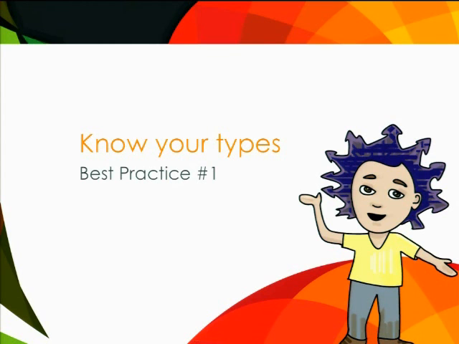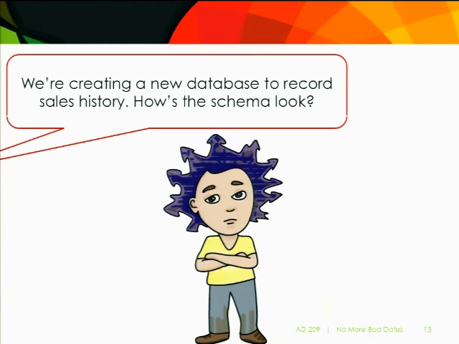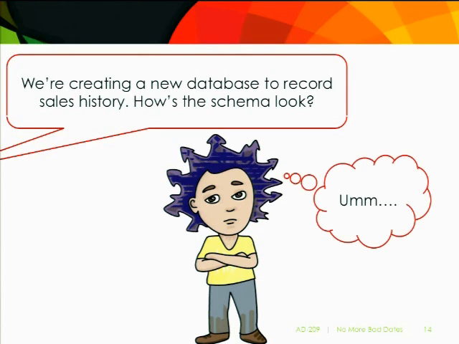The first of the 5 best practices we're going to go through is knowing your types. What are the options we have when it comes to dates and times? So someone comes to Chris on his team and he says, we're creating this new database. Tell me how the schema looks. Please review this. So, it's okay. There's a lot of things to look at.